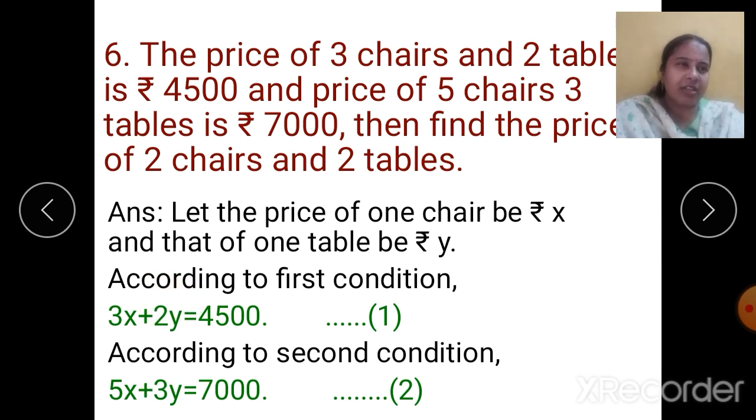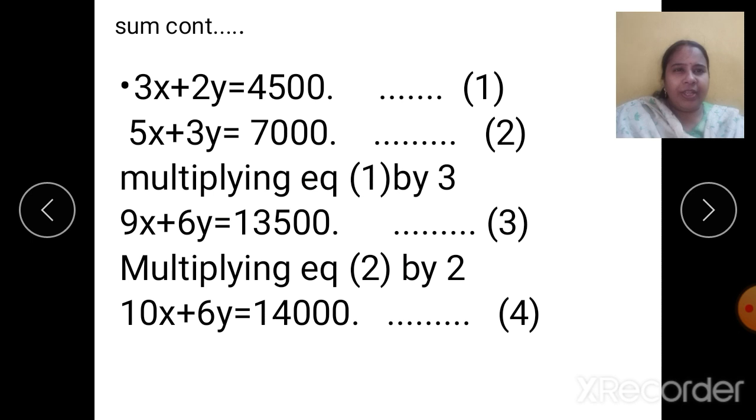How can I get 6 here? If I multiply this 2 by 3, 2 3s will become 6. And if I multiply this 3 by 2, this also will become 6. So our next step is multiplying equation number 1 by 3 and equation number 2 by 2.